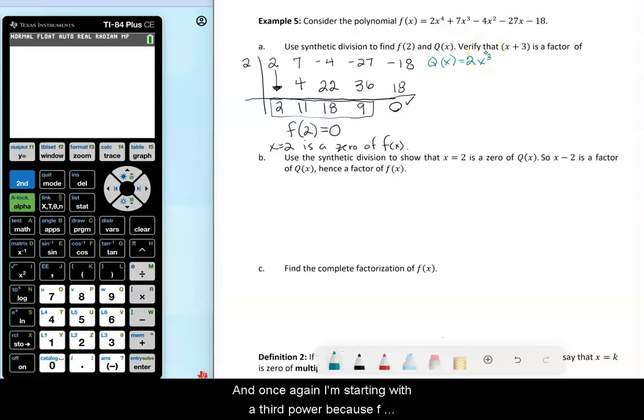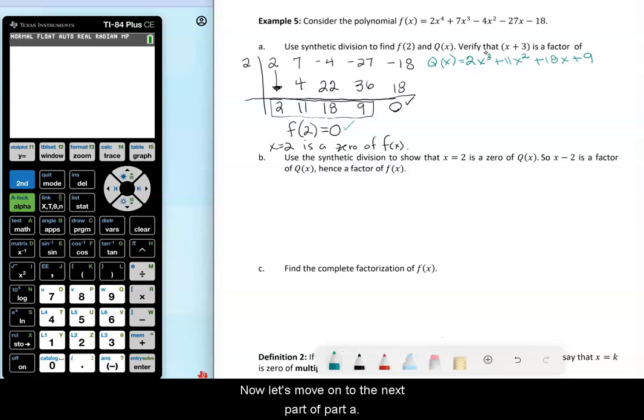And once again, I'm starting with the third power because f of x was the 4th power, and we divided it by one of its factors. So our polynomial has now been reduced in power. Plus, our next coefficient is 11, x squared, and then 18 times the variable x, then our next coefficient is 9, which is a constant. So we have found the value of f of 2 is 0, and we've found q of x.